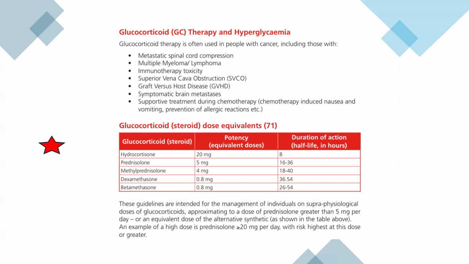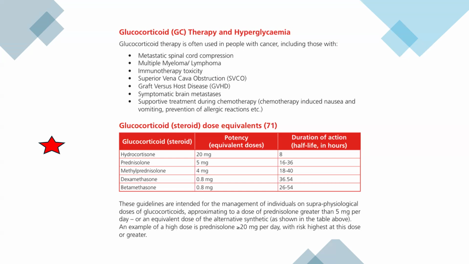Overall, of course, glucocorticoids are used in patients with cancer in different contexts. Especially we are aware of spinal cord compression, then they are extremely useful for patients with multiple myeloma, lymphoma, those who have an SVC obstruction, graft versus host disease, symptomatic brain metastasis, and many times even to prevent some of the side effects which chemotherapy causes, like nausea, vomiting, and prevention of certain allergic reactions as well.